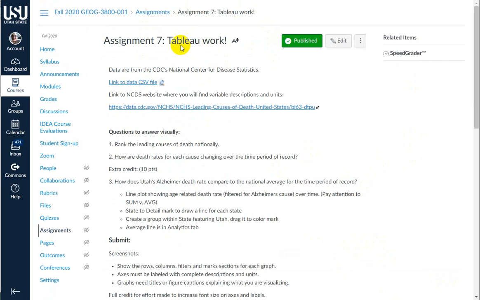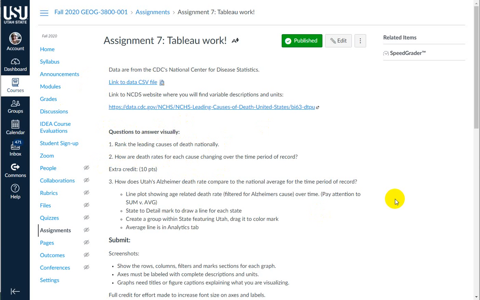The Tableau work for Thursday, you're going to have basically a data set. And then 3 questions. One of them is extra credit. So basically go in, take a look at this data, and then create me a visualization that ranks the leading causes of death nationally, and then how are the death rates for each cause changing over the time period of record.